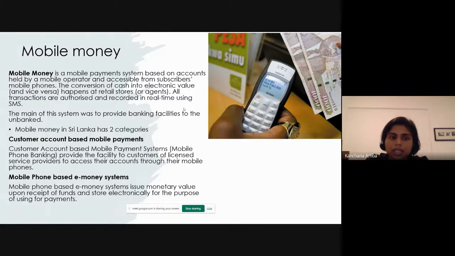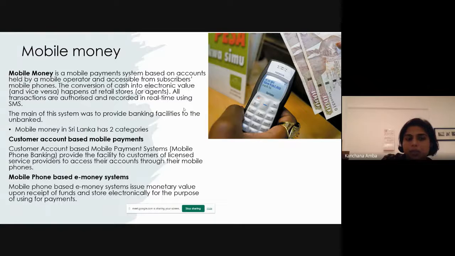So in Sri Lanka, there are two categories of mobile money that come under the regulation. This particular mobile money that I've just described comes as mobile phone based e-money systems. Now, when we discuss the regulations, you will see these two categories, customer account based mobile payments. Those are the mobile payment phone banking systems that customers have with banks, right? So that is based on a customer's bank account. When we discuss the regulation, we can go into detail on the difference between the two.